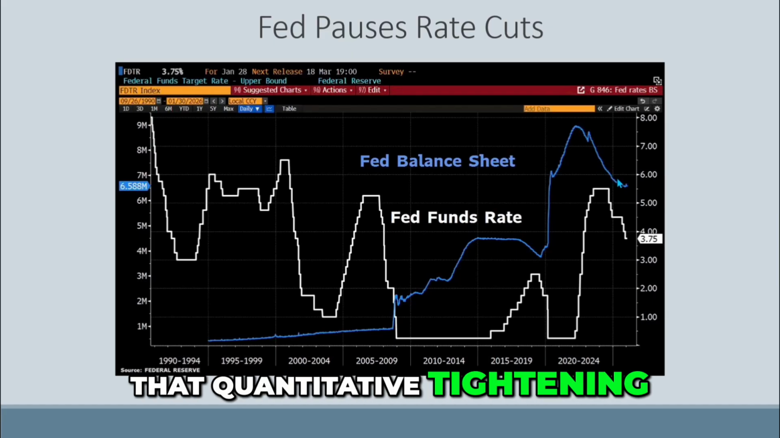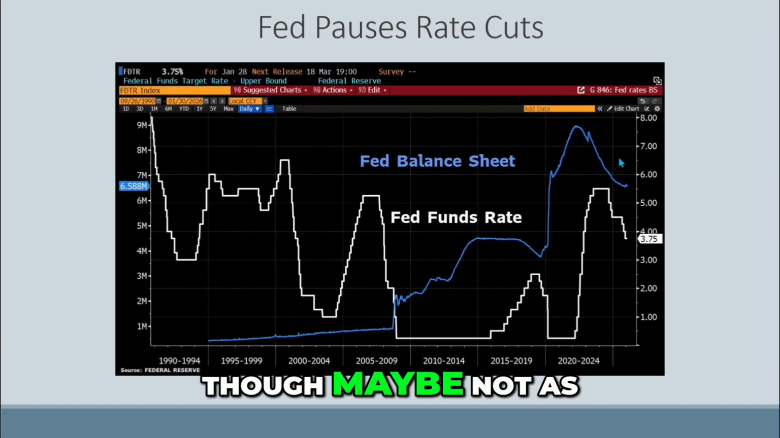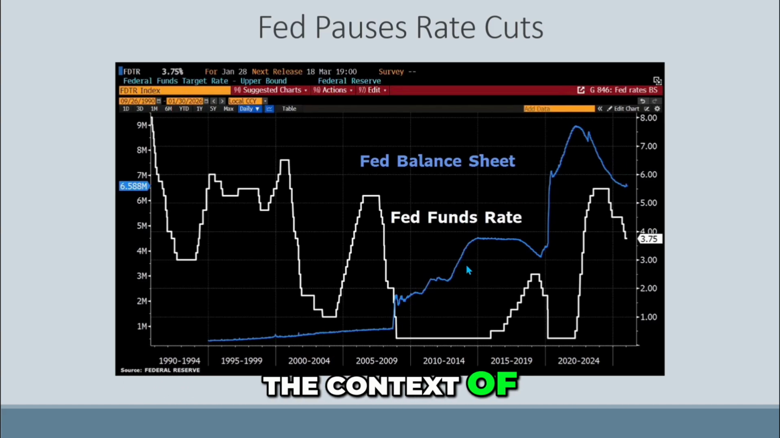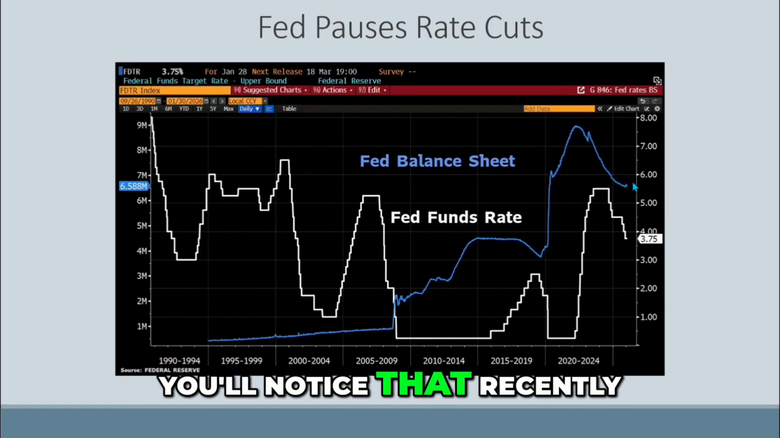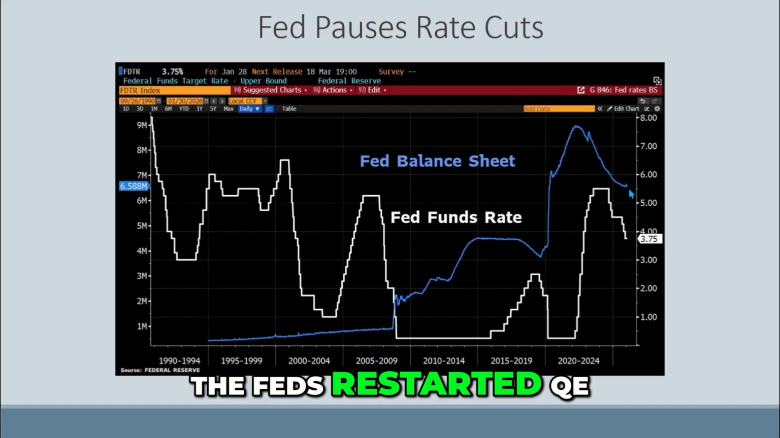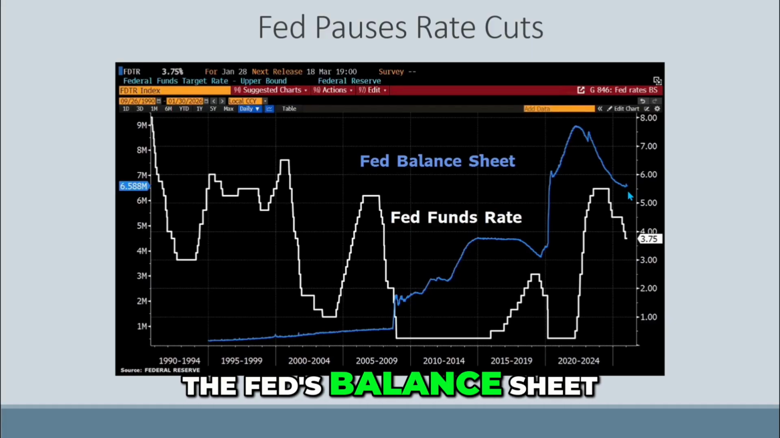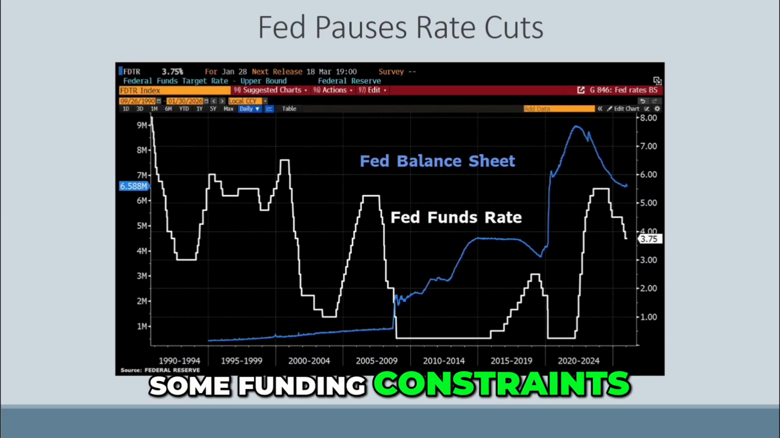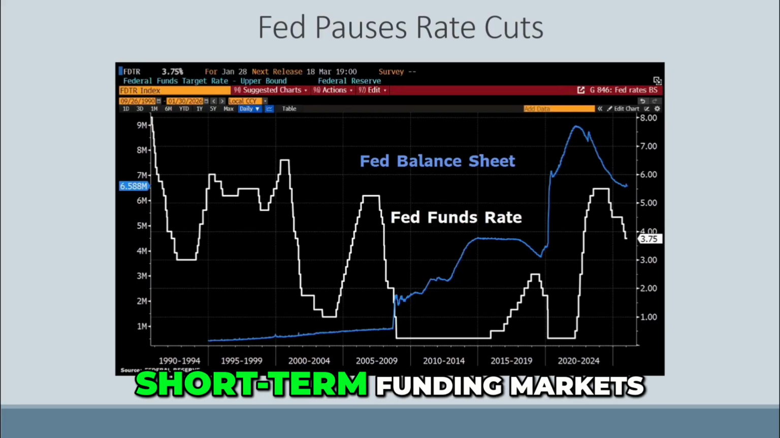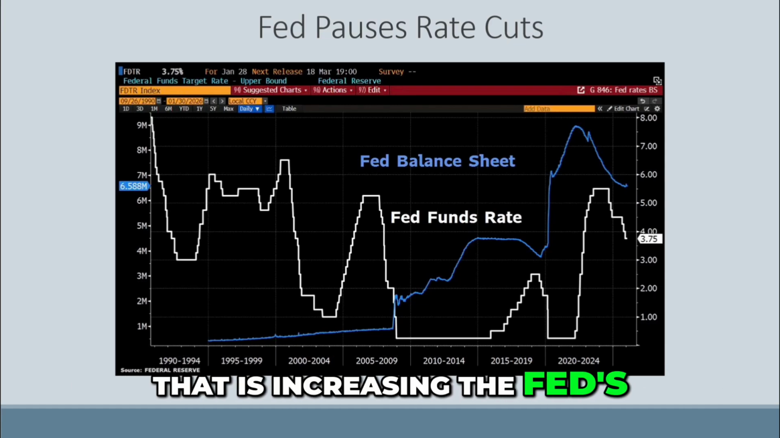And you can see that quantitative tightening, the effect of that, significantly reducing the size of the Fed's balance sheet, though maybe not as much when you look at the context of where we've been over the last couple of decades. But you'll notice that recently the Fed's restarted QE, quantitative easing. You see this little blip on here, the slight uptick in the Fed's balance sheet. And it's because the Fed is trying to address some funding constraints, some liquidity concerns in short-term funding markets. And they won't call this QE, but it is asset purchases they're conducting that is increasing the Fed's balance sheet.